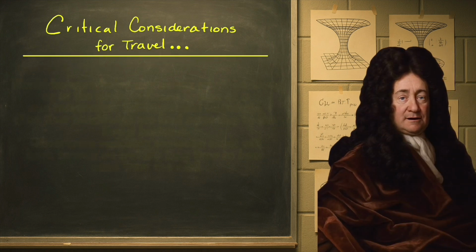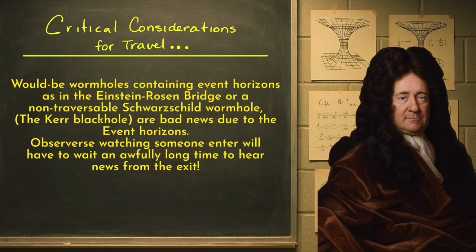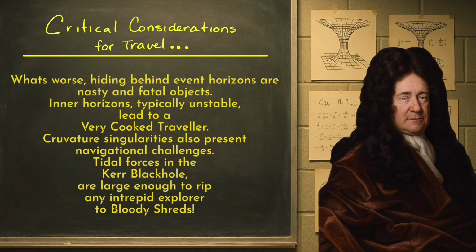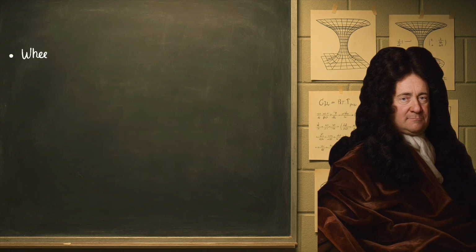Would-be wormholes containing event horizons, as in the Einstein-Rosen bridge, or non-traversable Schwarzschild wormholes, are bad news due to the event horizon. Observers watching someone enter will have to wait an awfully long time to hear news from the exit. What's worse, hiding behind event horizons are nasty fatal objects. Inner horizons, typically unstable, lead to very cooked travelers and tidal forces large enough to rip an intrepid explorer to bloody shreds.